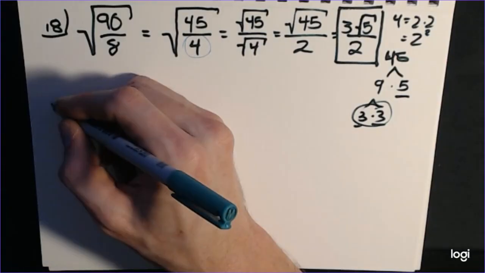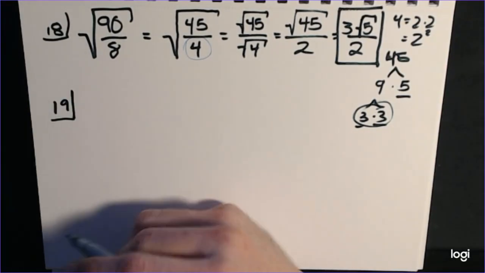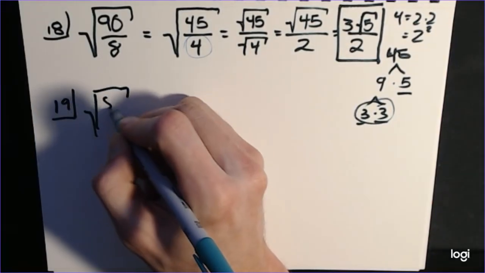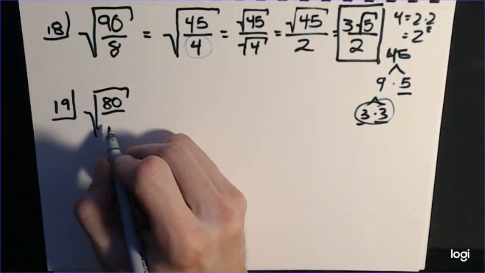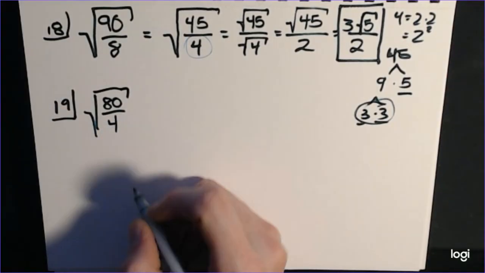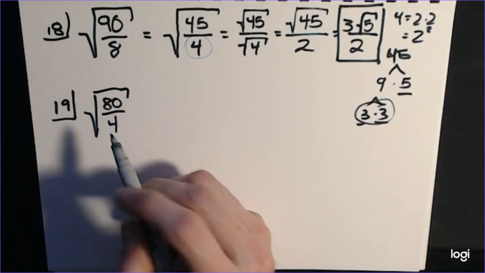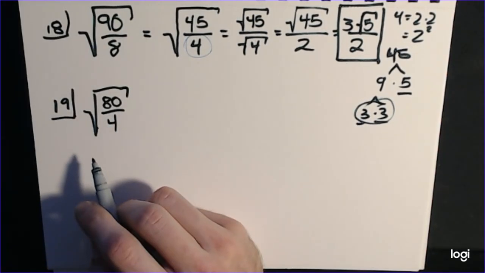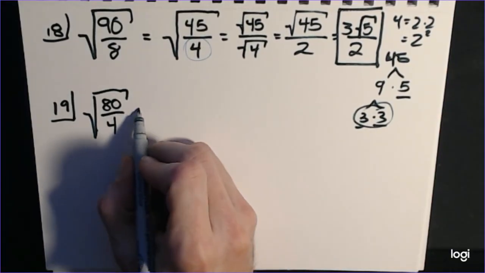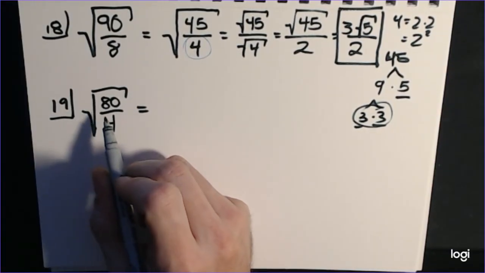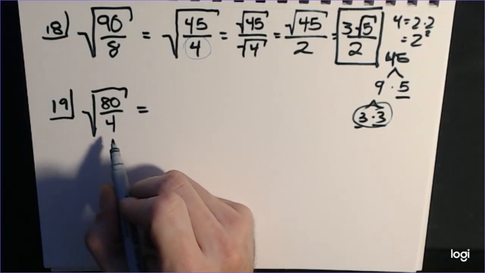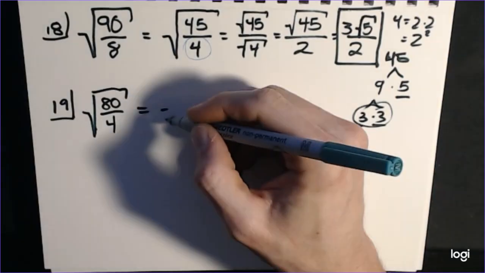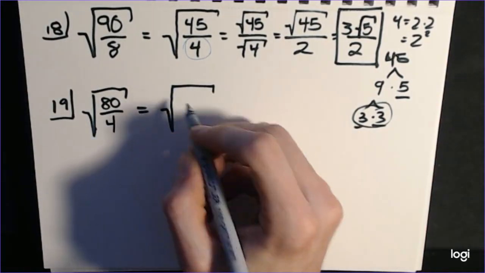Okay, number 19. We have the square root of 80 divided by 4. So both of these are even numbers. 8 and 4 go actually directly into each other. We can divide them both by 4, and then we don't even have to deal with a fraction here. So that's what we're going to do. So 80 divided by 2 is 40, and then we divide it by 2 again, and we get 20. So we have the square root of 20.